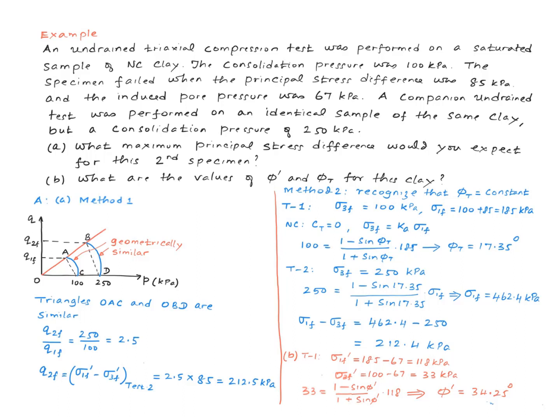So what remains to be done is to find phi prime. I can either work with test number 1 or test number 2. So let's take the result from test number 1. We have the total stresses here. Pore pressure is 67 kilopascal. So we subtract the pore pressure from each of the total stress components and we get the effective stresses at failure, which are 118 kilopascal and 33 kilopascal. And we come back and reapply this equation in order to get phi prime. So phi prime works out to be 34.25 degrees.